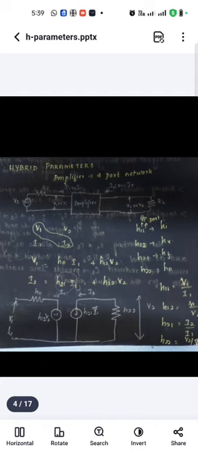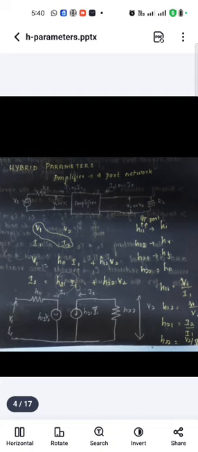Now we consider the output port. Here one source is there, that is the forward current gain, h21 into input current. What is that input current? I1. Through this, I2 current flows, and continuously we draw the resistor h22, which becomes the output. On the output side, the output voltage is V2.